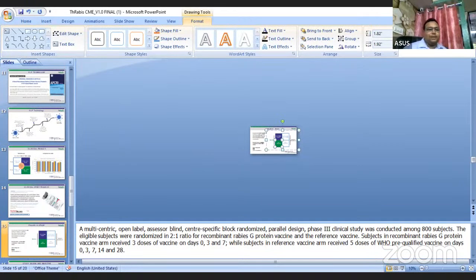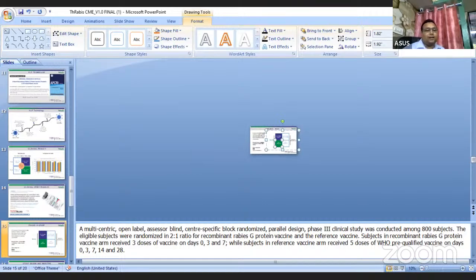Travis vaccines, we can see here: safety and immunogenicity of a novel 3-dose recombinant nanoparticle rabies Z protein vaccine administered as a simulated post-exposure immunization, a randomized comparator controlled multi-center phase 3 clinical study. The evaluation of the immunogenicity and safety of rabies Z protein vaccine administered as a simulated post-exposure immunization in healthy volunteers. Randomized comparative control multi-centric study.